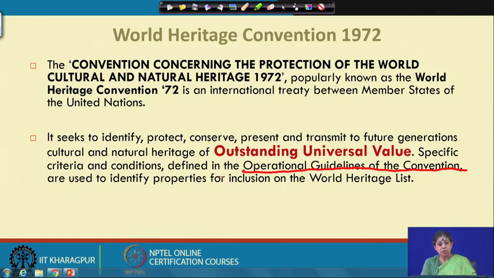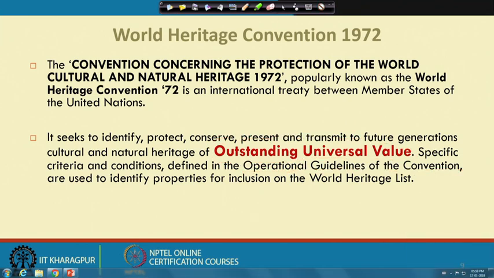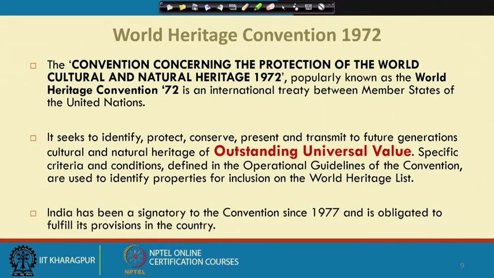So, as you can see, these operational guidelines of the convention are absolutely important. This is also available on their website with a lot of examples. This operational guideline is a very important document which talks about the entire process, the criteria and other things. So, as I told you, the outstanding universal value or OUV is a very important part of this World Heritage listing process. Now, India has been a signatory to this convention since 1977 and is obligated to fulfill its provisions in the country. So, India is a party to this convention since 1977, and because of this many of its sites are listed as the World Heritage Site.